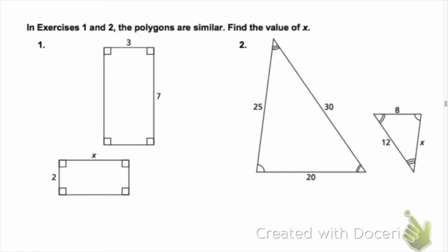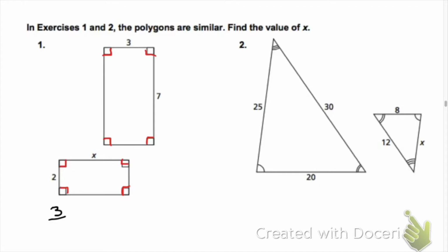In exercises 1 and 2, the polygons are similar. It's telling you that the polygons are similar. I always like to double check. So as we're looking, we see in the rectangles there, we've got all right angles. We know similar polygons have what? Congruent angles. And what sides? Proportional sides. So we need to find the value of x.